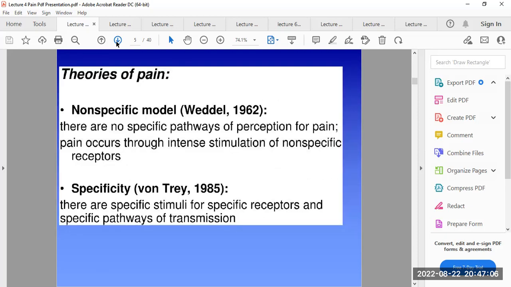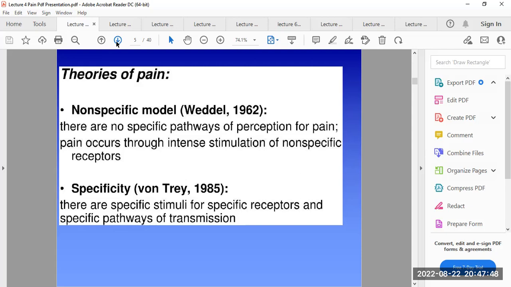There are quite a number of theories which explain pain. Looking at Weddell, 1962, he proposed what is called the non-specific model. In summary, Weddell explained that there are no specific pathways of perception for pain. Pain occurs through intense stimulation of non-specific receptors, so our pain is not coming from a specific object or a specific center, it just comes in a random sense. That's why it is called the non-specific model.